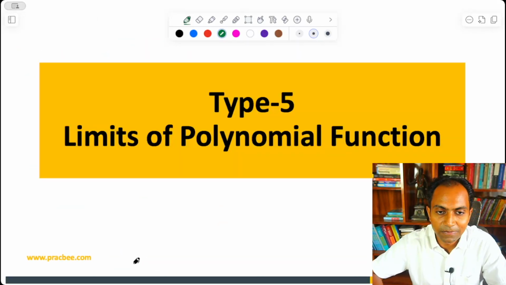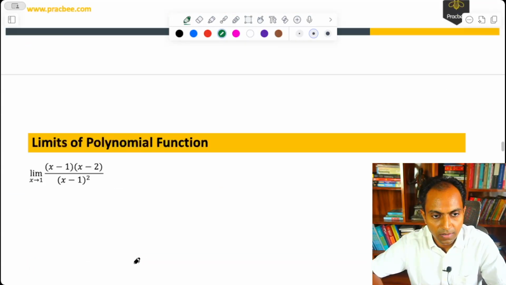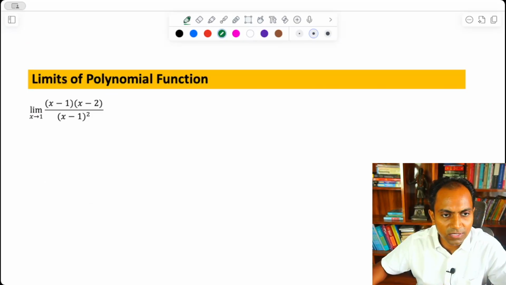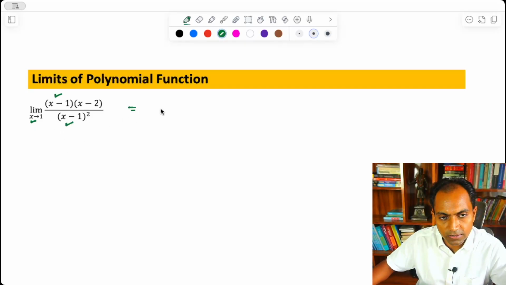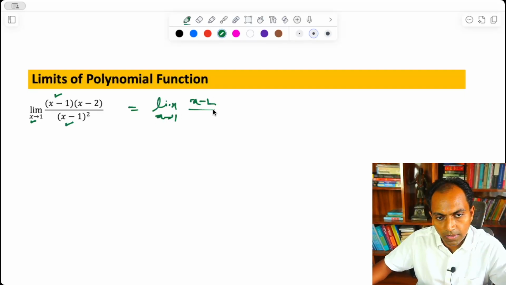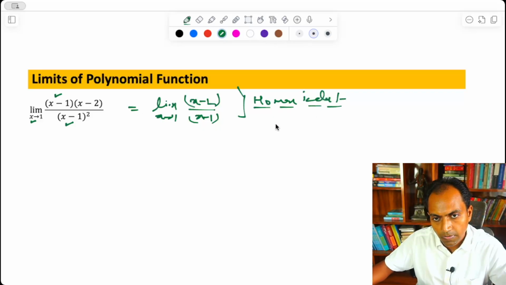Now type 5 questions are based on limits of polynomial function. Let us understand. If I generalize the older idea, I will be able to understand this faster. If the power of x minus 1 that is generating indeterminacy is smaller in the numerator, greater in the denominator, what will happen to this? Let us see. This will become limit x tends to 1, x minus 2 by x minus 1. Now you can see that it is no more an indeterminate form. In fact, if you check this out, this will come out to limit does not exist.